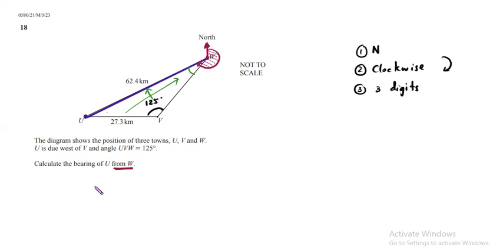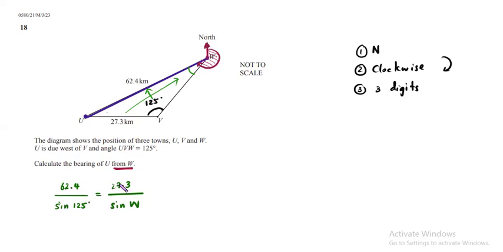In this case, the sine rule is going to be, I'm going to write the sides at the top. So it's going to be 62.4 over sine of the angle that is right opposite to that side, which is this 125 degrees. This is equal to, I'm going to write the side now, which is 27.3 over, I need to find how much this angle is. I do not know, so I'm going to label it as sine W. I'm going to find what that angle is.